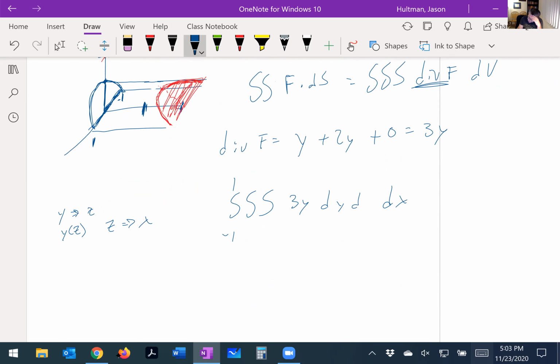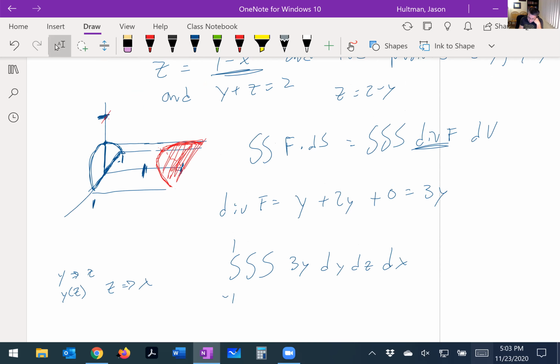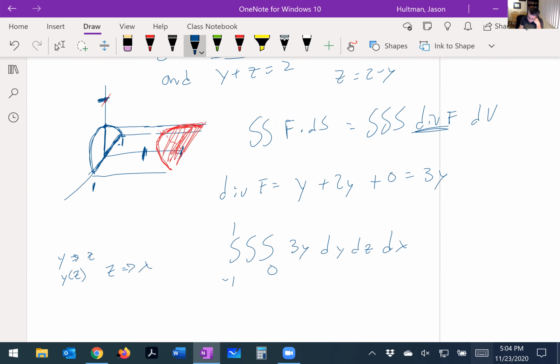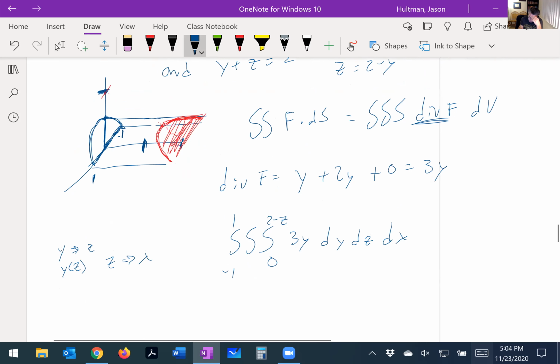dy, dz. Oops, I already have a z. A d. Okay, y. So what is y going from? Y is going from 0 to the plane. Okay, if we think in terms of z, 0 to something in terms of z. Zero in terms of z is 2 minus z. Let me think about this for a second.